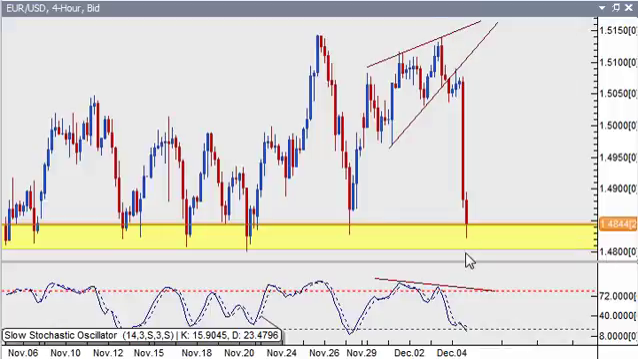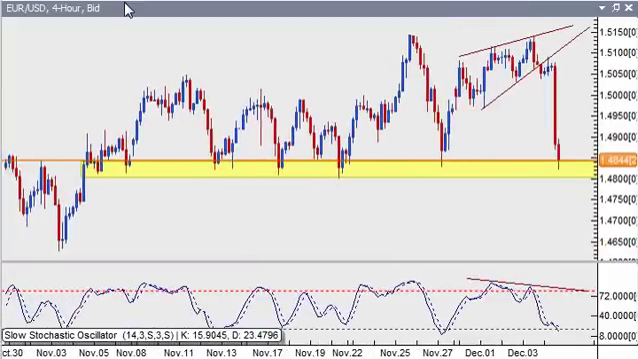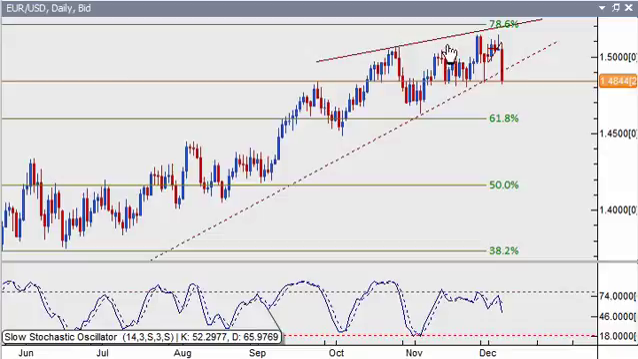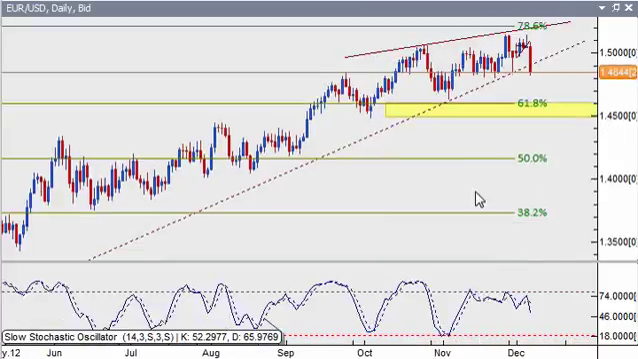If it breaks the next support, which is a very significant support, here at the 1.45, 1.46 level, then we will have a very significant signal that the market is about to reverse. For now, it's a very strong short-term bearish signal, but not enough for a longer-term outlook.